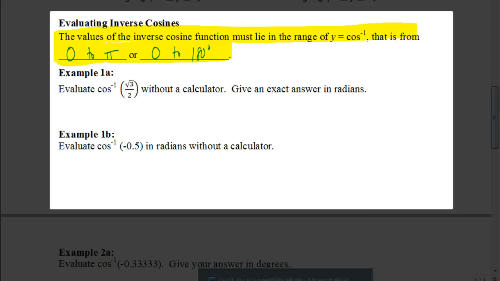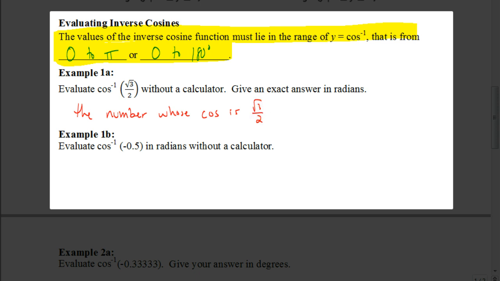So let's look at this one. It says to evaluate this without a calculator. Now remember from the beginning of our lesson, we said that the way that we want to think of the inverse cosine function is the number whose cosine is square root of 3 over 2. That's the way that we need to think of this.